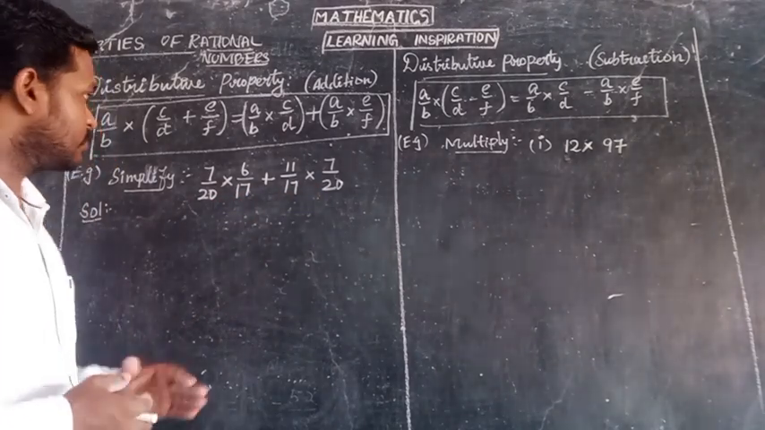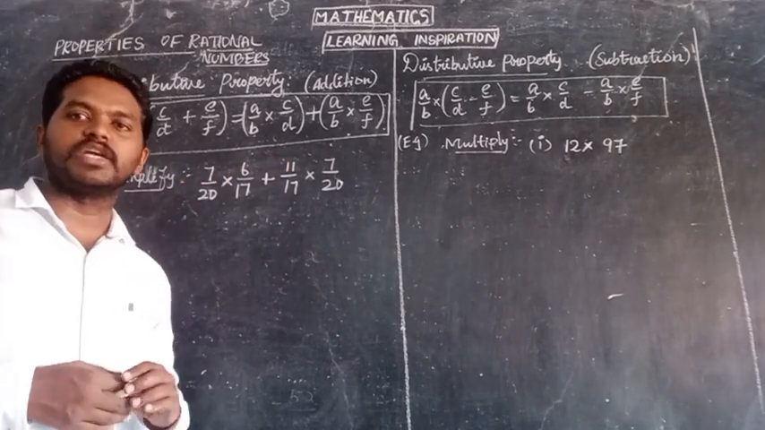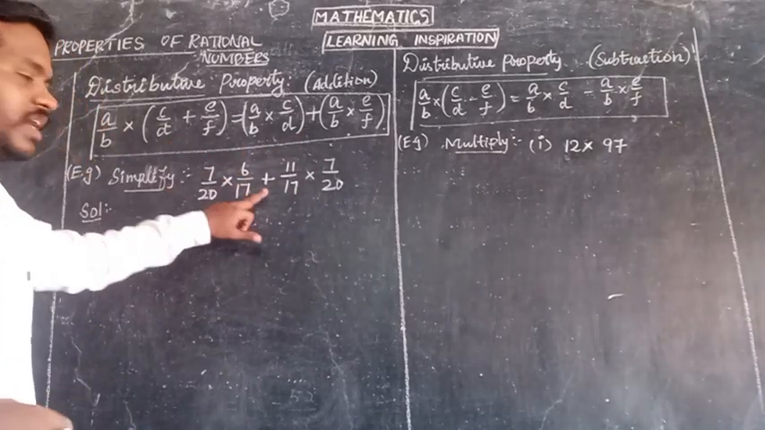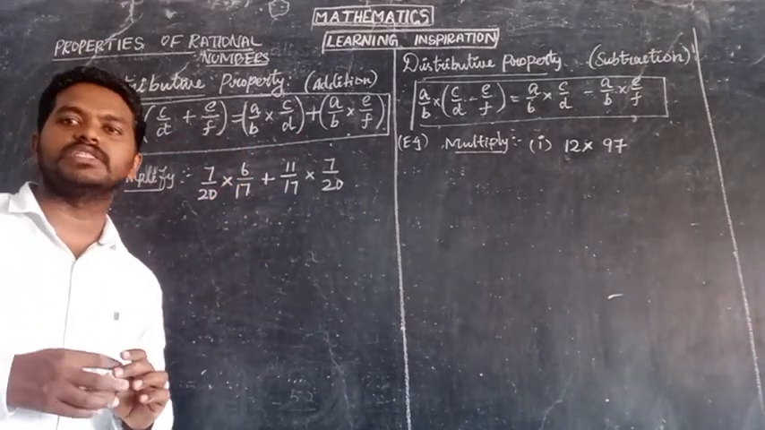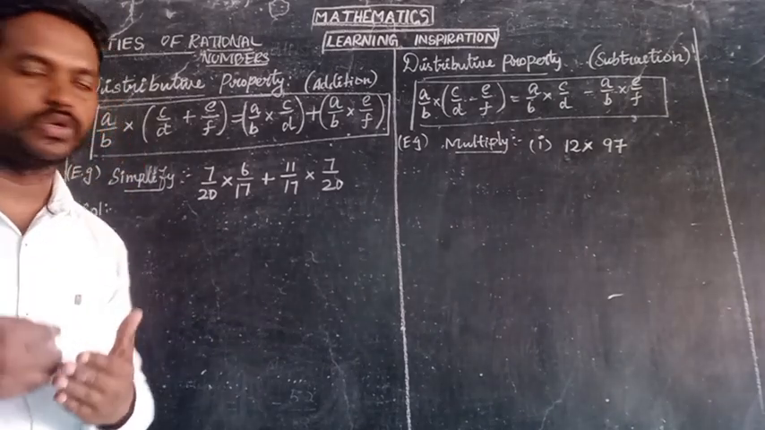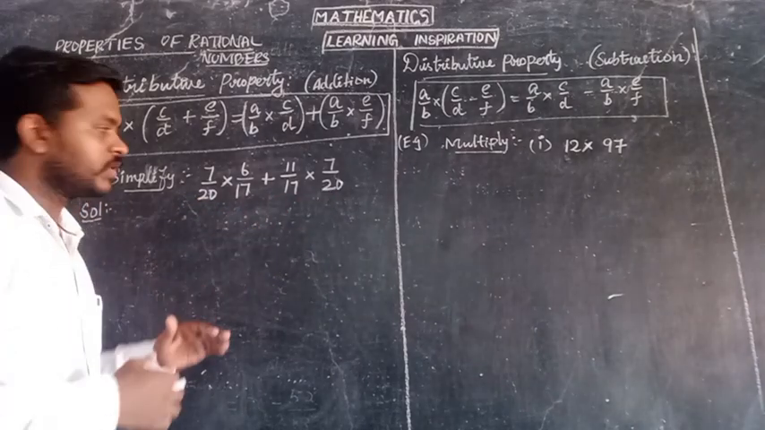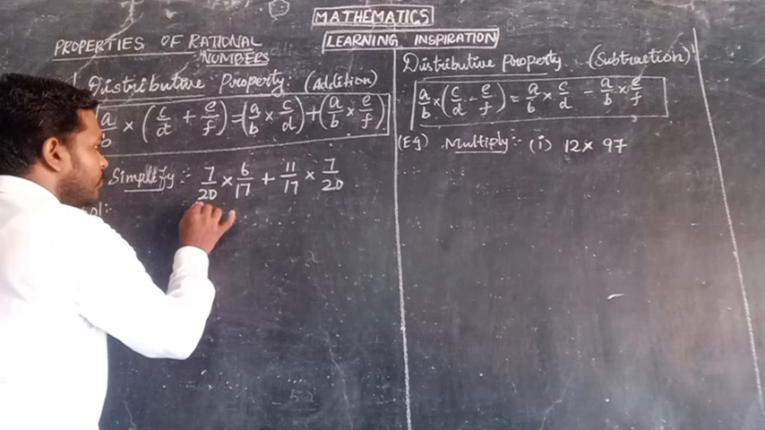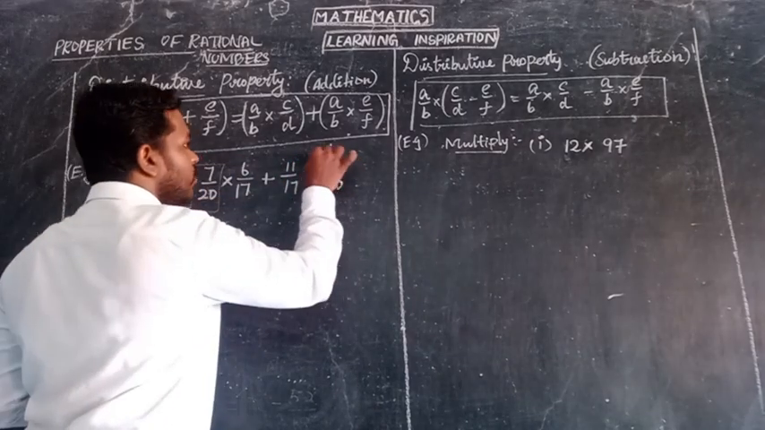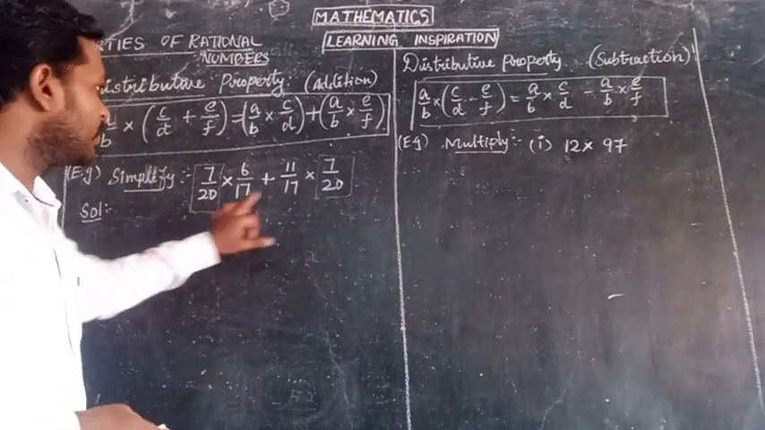We can solve this kind of sum using the distributive property of multiplication over addition. Because the mid value is plus here, we can identify that the given equation uses the distributive property. How can we identify it? 7 by 20 is common to each term. The first term has 7 by 20, and here also 7 by 20 is there. So both terms have the same number, 7 by 20, in common.